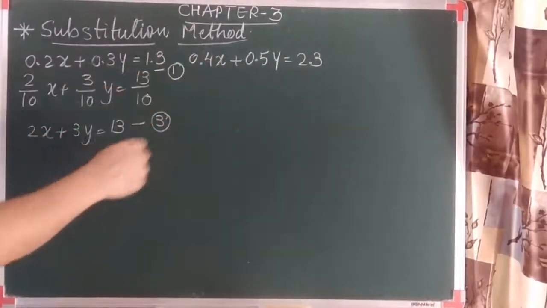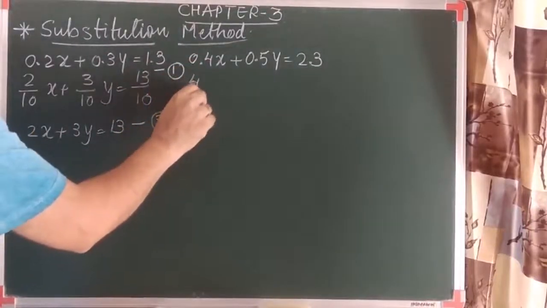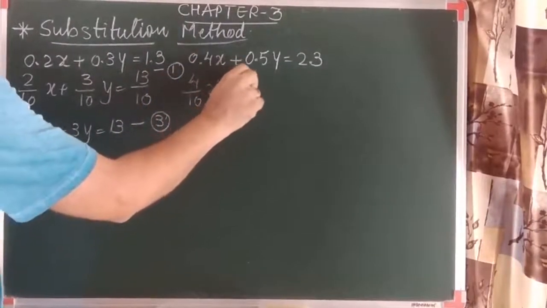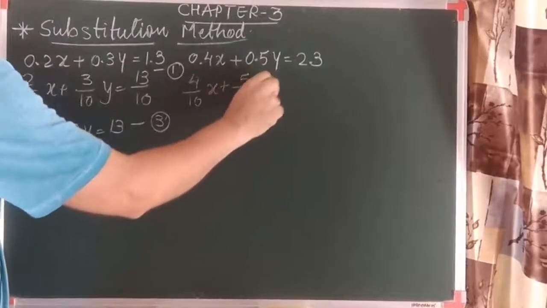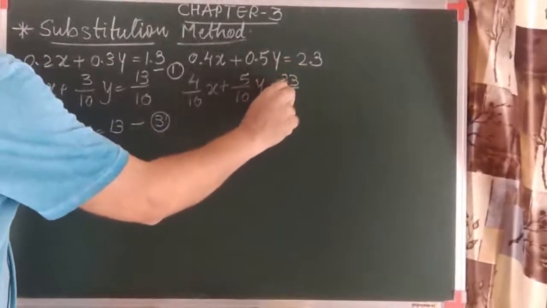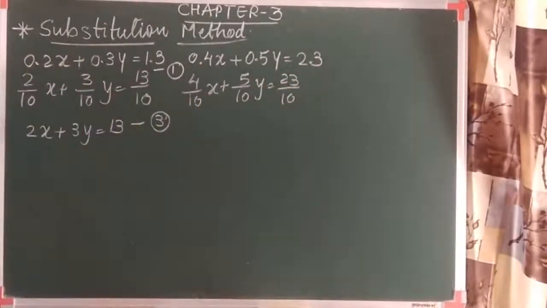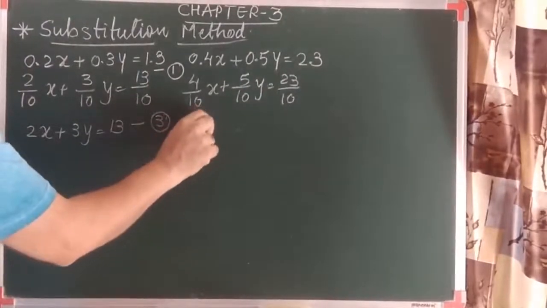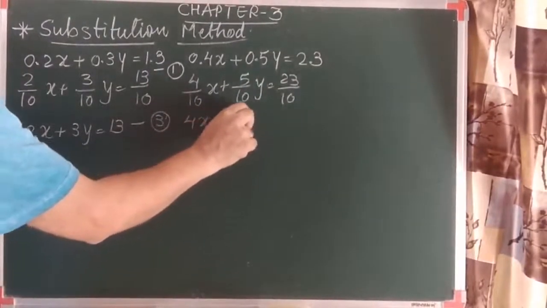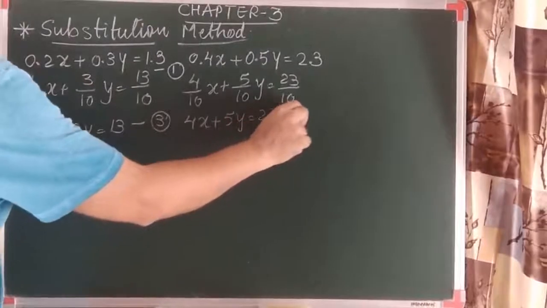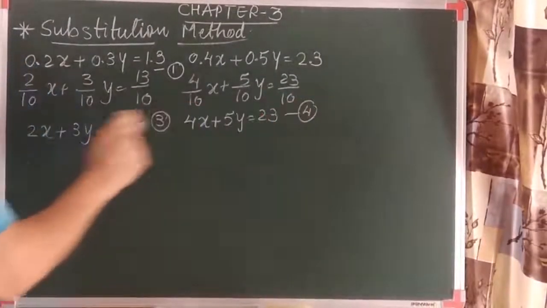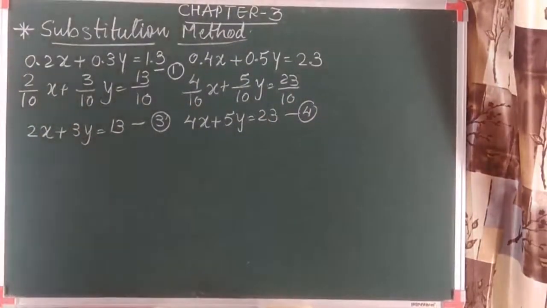Similarly, for this equation, it's 4 by 10x plus 5 by 10y is equal to 23 by 10. So again, they all have 10 as the denominator. So let us write that it is 4x plus 5y is equal to 23. So now you can see that we obtained two new equations, that is 3 and 4.